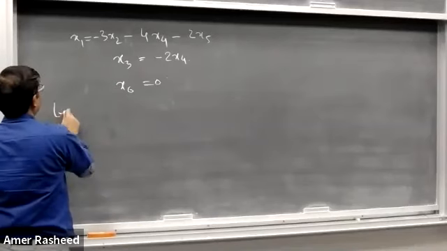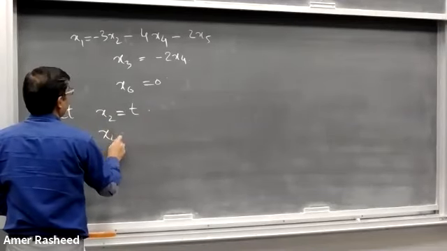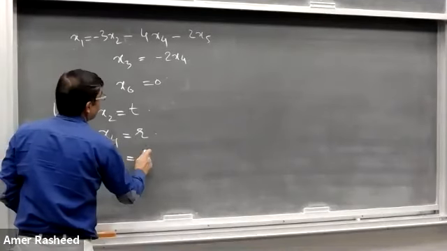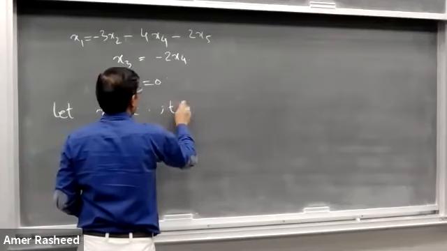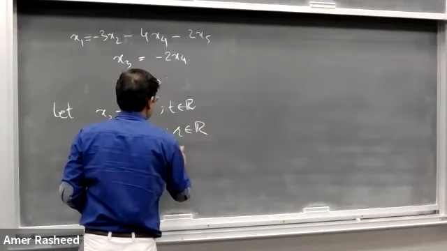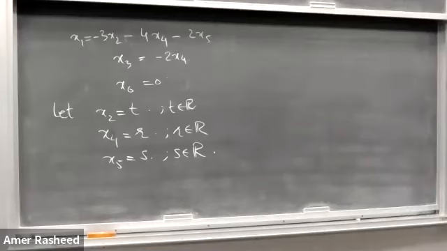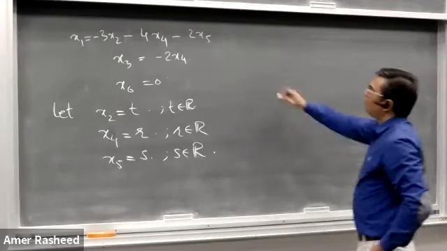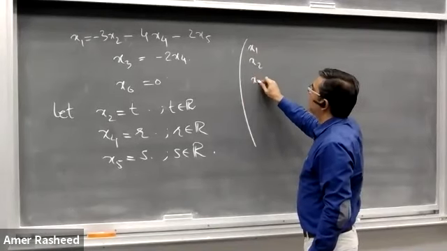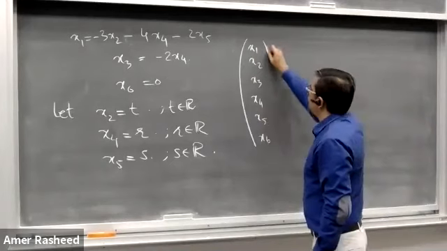Okay, so you have found the value of x1, x3 and x6, and you have to set x2 as a free variable, x4 as another free variable, and x5 as some other free variable, where t belongs to R, r belongs to R, and s belongs to R. Now, you have the complete solution, which is infinitely many solutions. Now you can write the complete parametric form of the solution.